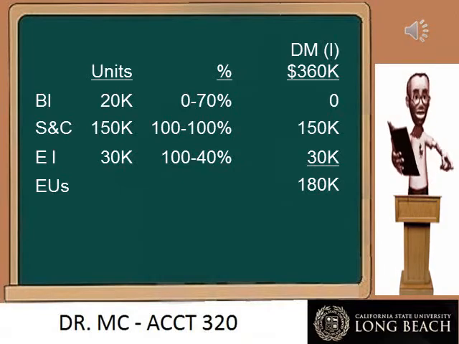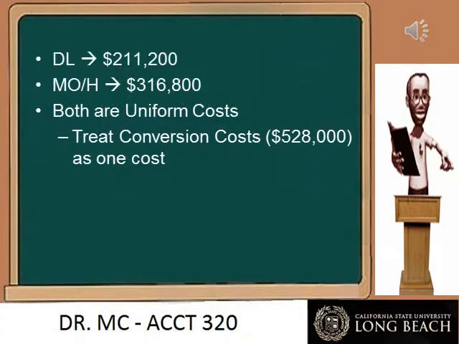We are now going to set up the calculation of the average conversion costs. Both direct labor and manufacturing overhead are uniform costs. Since they behave exactly the same, we can combine them and call them conversion costs. If you add together the $211,200 spent on direct labor to the $316,800 spent on manufacturing overhead, you get conversion costs of $528,000.